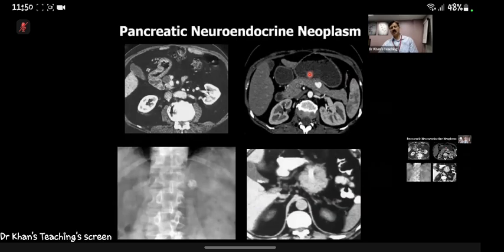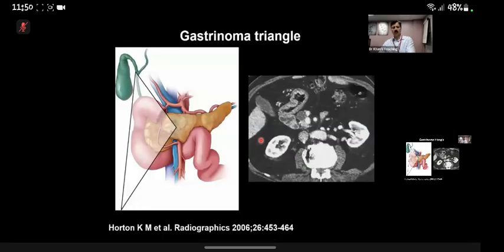Another difference from pancreatic carcinoma is that calcification is much more common. So they can have calcification. Please remember that adenocarcinoma of the pancreas can also have calcification, particularly because they might be associated with what we call chronic pancreatitis. But per se, tumor calcification is much more common in neuroendocrine tumors.